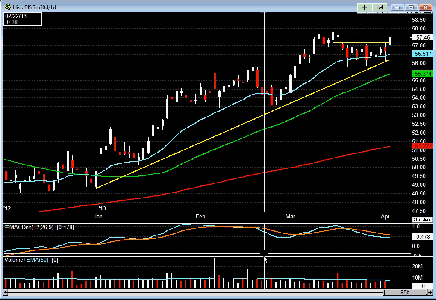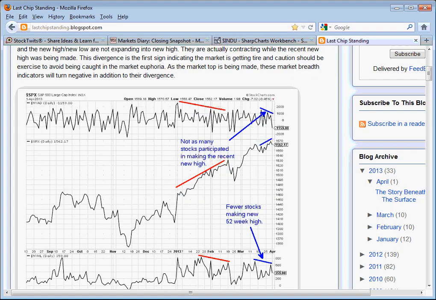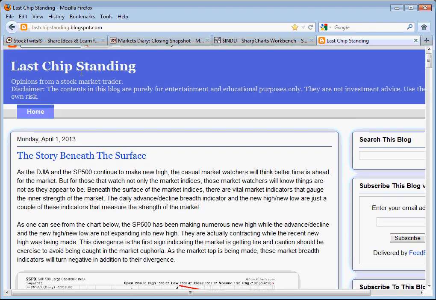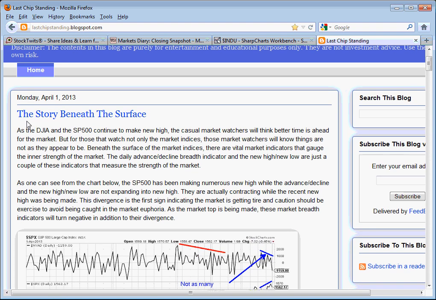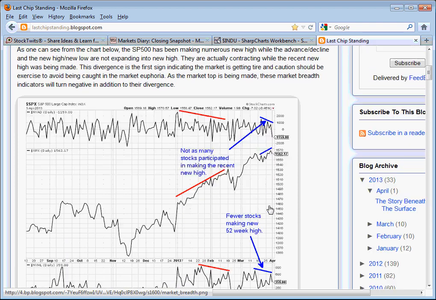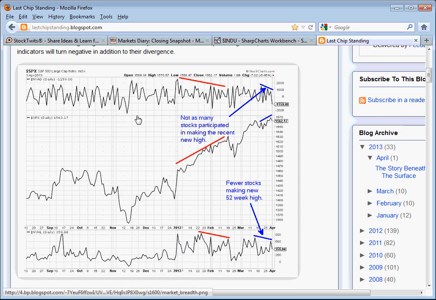And as you can see, if I put up some of the stuff that I mentioned in the Monday post that I put in my blog, Last Chip Standing, the story beneath the surface, where I talk about the divergence between some of the market indicators and the market indexes. A couple of these indicators that I talk about, one is the advance decline and the new high, new low. So if we take a look at this chart here, here's the S&P 500.